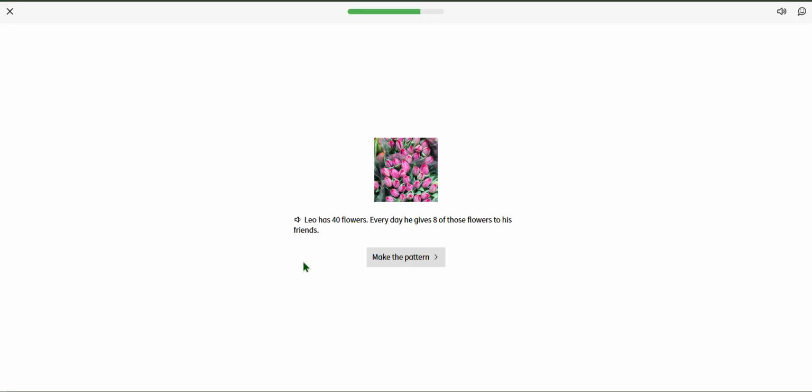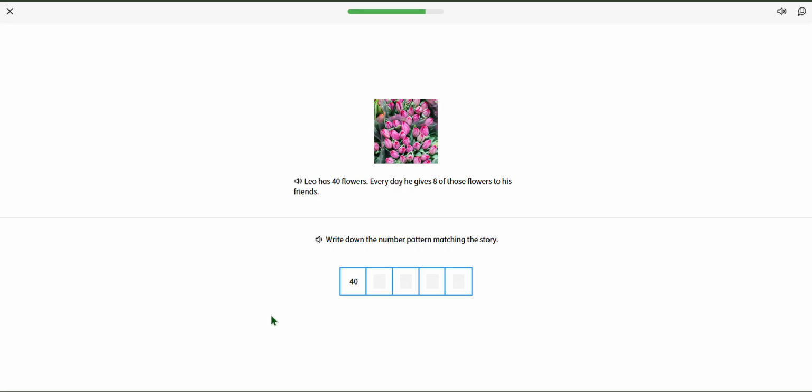Leo has 40 flowers. Every day he gives 8 of those flowers to his friends. So he gives 8 away. Gives is our key word for subtraction. So take away, get rid of. All of those mean subtraction. So 40 minus 8, and every day subtracting by 8. Write down the number pattern matching the story.